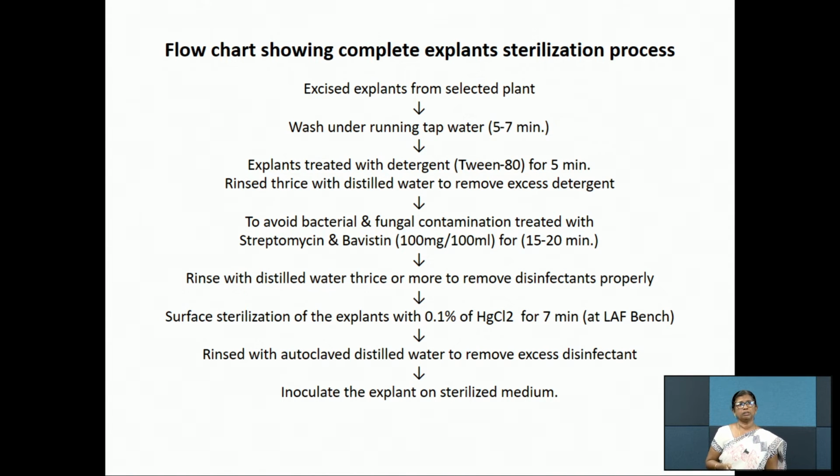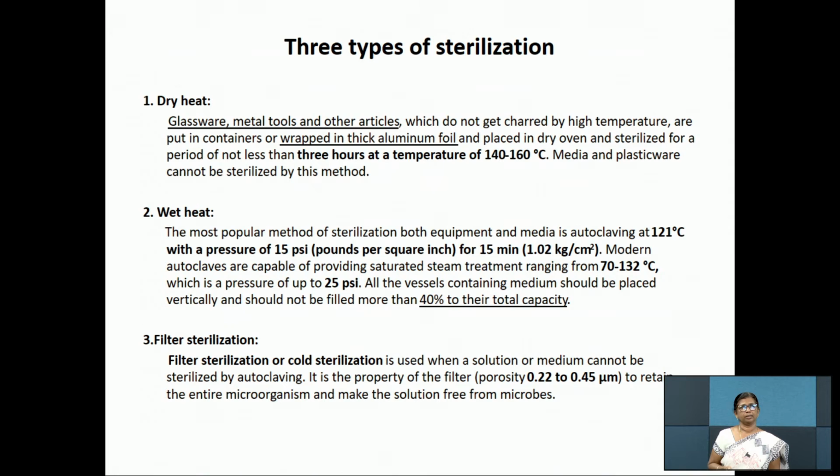This is the flow chart which has to be followed for sterilization of the explants. First of all, you collect the explants, wash in running tap water for 5 to 7 minutes, then you wash with Tween 20 for 5 minutes, then remove the excess detergents. Then to avoid the contaminants, bacterial as well as fungal contaminants, you have to treat with streptomycin and bavistin for 15 to 20 minutes, and then wash to remove all the disinfectants, and finally you can treat with any one of the sterilizing agents, and then you can take into the laminar airflow chamber and use it for inoculation in the tissue culture media.